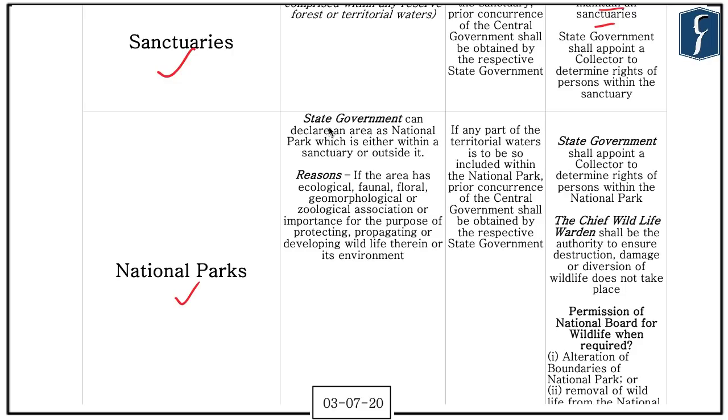Similarly, national parks are also declared by the state government. And an important aspect to remember is that such a declaration can be on the basis of unique ecological, faunal, which means animal, floral, which means plant-based, even geomorphological or zoological association or importance for the purpose of protecting these associations. So for example, if there is a kind of unique rock in an area, then also the state government can declare a national park over there. It is not necessary for national park declaration that it should protect a plant or an animal. It can also be a geomorphological or geological association.